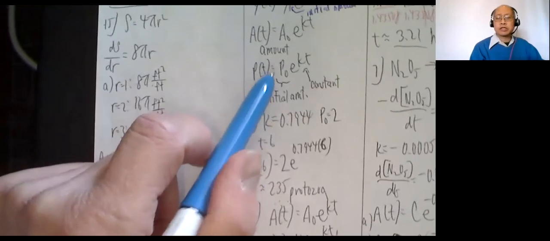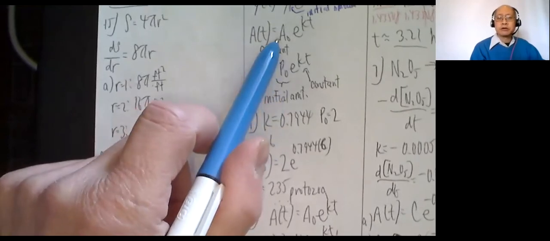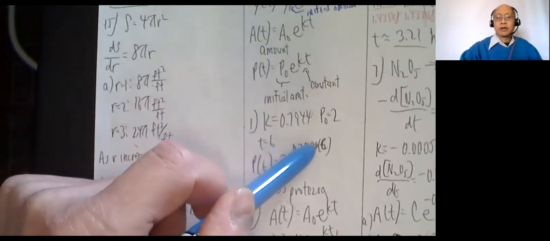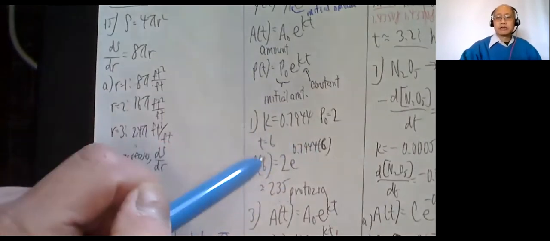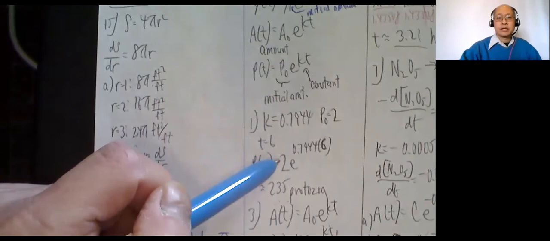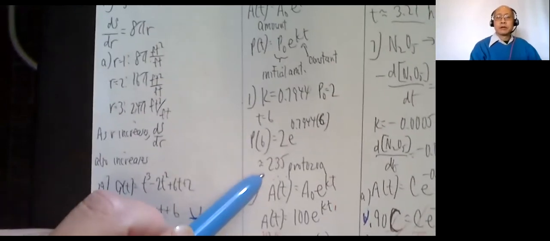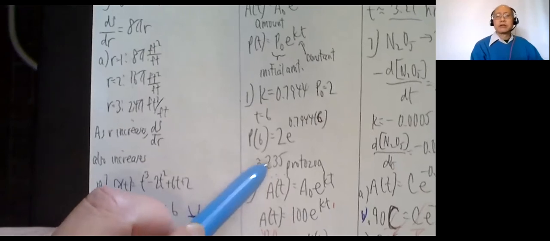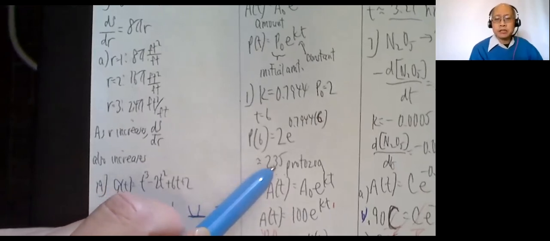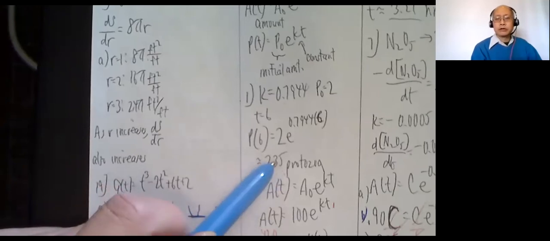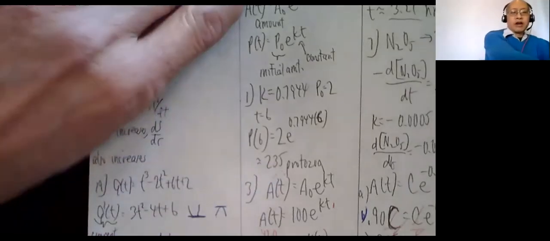Anyway, so this one's just a straight plug-in. The initial amount was 2 protozoa. The constant was 0.7944, and the time was 6. So I just plug everything in and see what happens. If you punch it in your calculator, now for stuff like population, you always round to the nearest whole number. So the nearest whole number was 235.